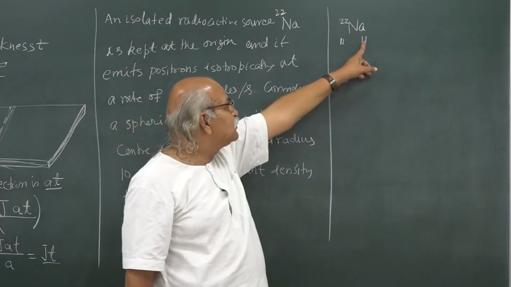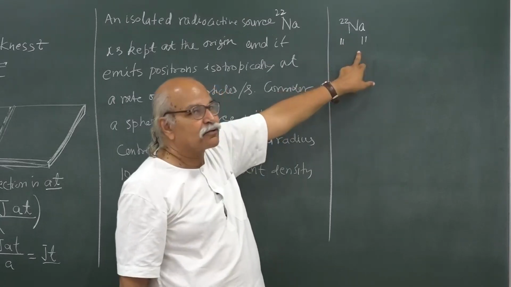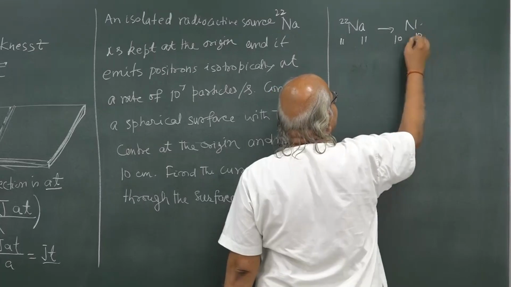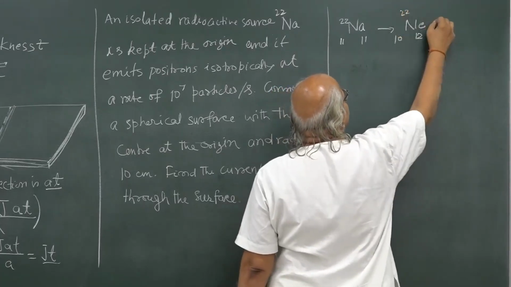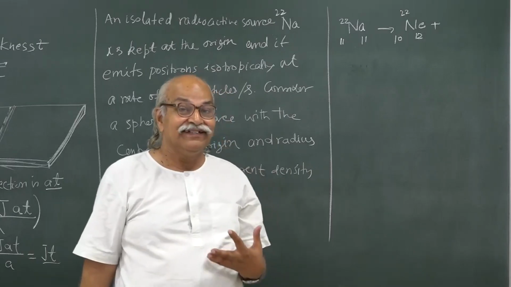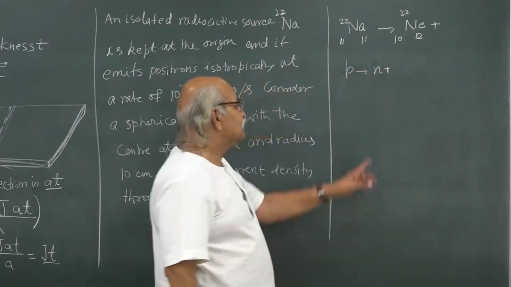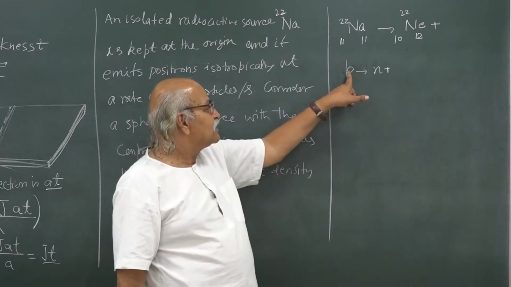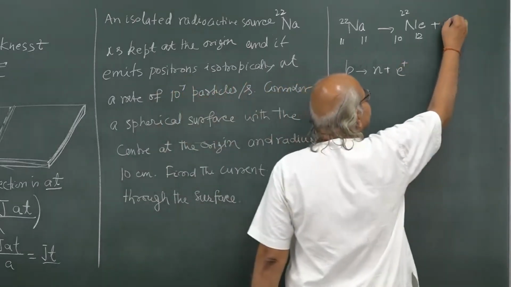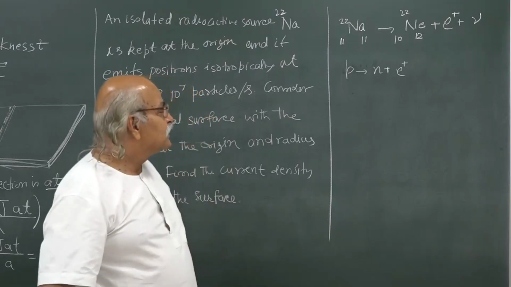This should have been 12, so this is less, and therefore one proton will convert itself into a neutron, and this will become 10 protons and 12 neutrons. And what is this 10? This is neon. So sodium will convert to neon, which is called beta plus decay, because a proton has converted into a neutron. For charge conservation, you have positive charge on one side and neutral on the other, so a positron is emitted, and of course some neutrino, that is another thing.